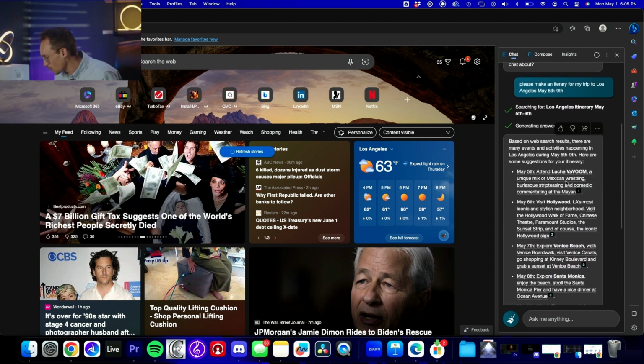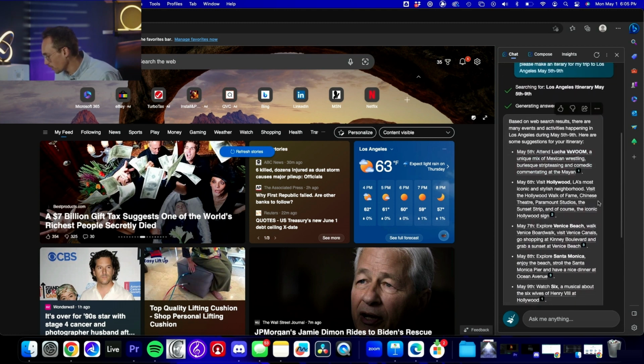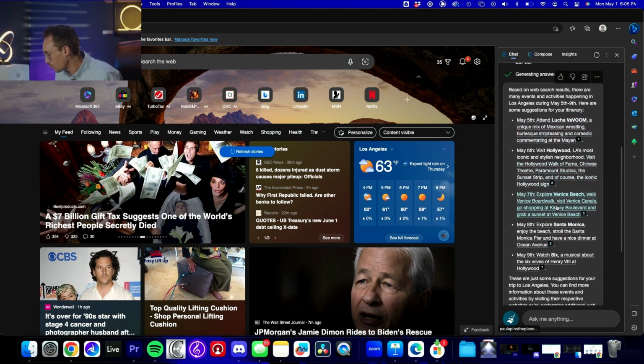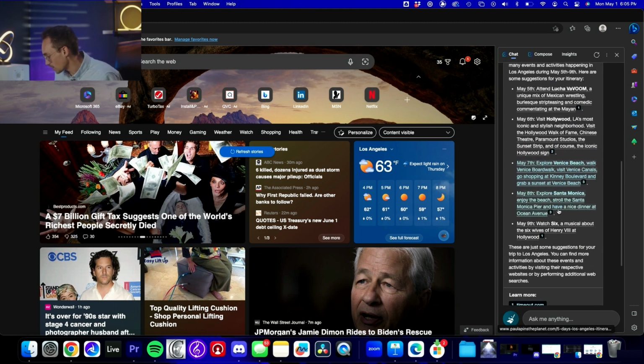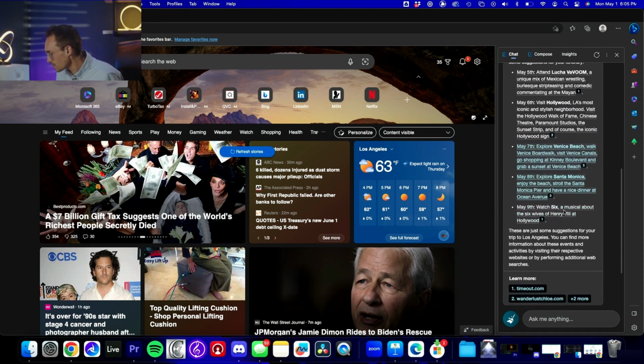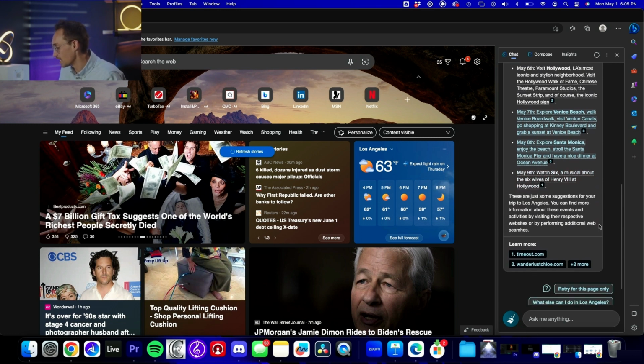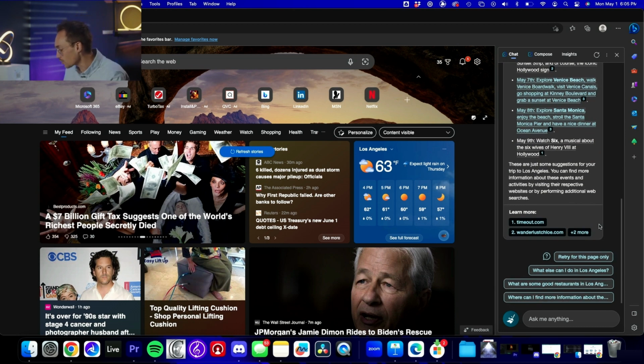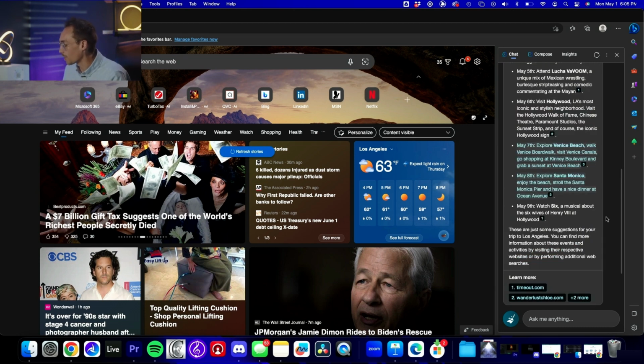As you can see here, we have some bullet point activities per day of what we can do while we're visiting Los Angeles. And what's really interesting about this is you can see it knows of a relevant musical that's currently playing in Los Angeles, and this is a great use case for using Bing, which has access to the internet, so that you can attend upcoming events.